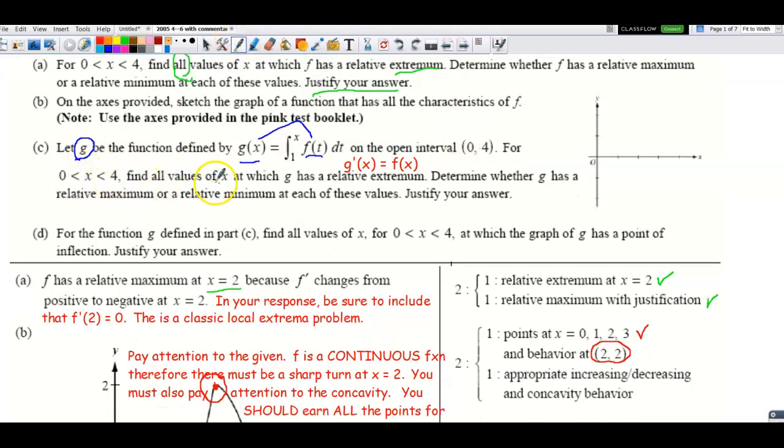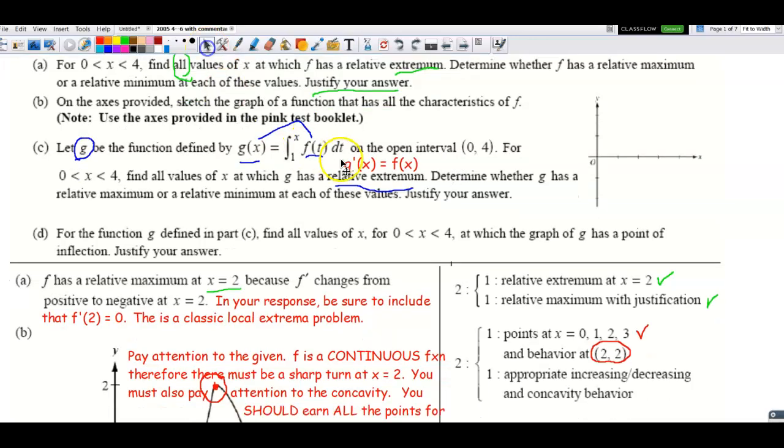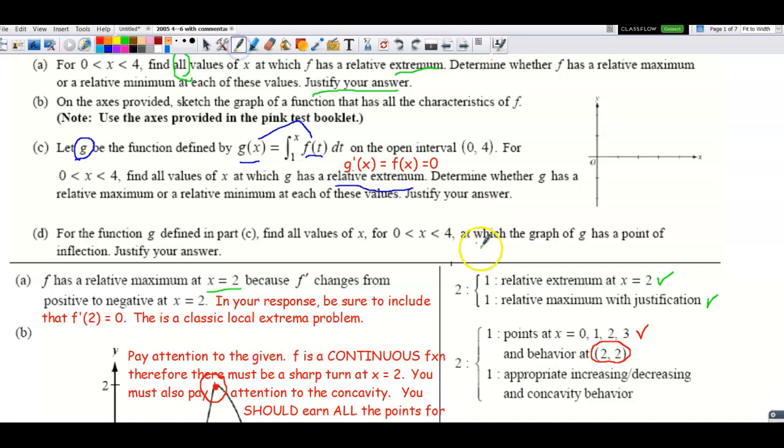For 0 to 4, find all values of x where g has a relative extrema. So in order to figure out where the critical numbers occur, we're going to need to set g prime of x, which is f of x, equal to 0. So we need to figure out where f of x is equal to 0, and then we need to figure out where f of x changes signs. Important to remember, justify your answer.